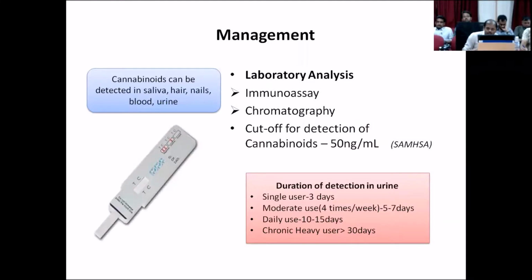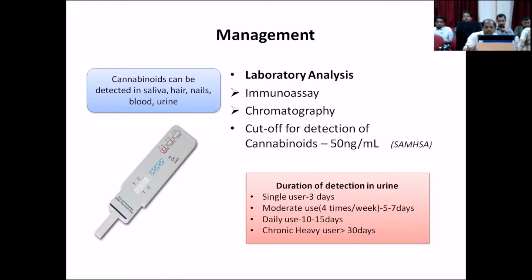Now, coming to management. As far as the clinical documentation and clinical skills are concerned, after detailed history and clinical examination, we go for laboratory analysis. Though textbooks say that it can be done in saliva, hair, nails, blood, and urine, in common day-to-day practice we usually use urine. Urine tests can be done by two methods. One is the immunoassay, the single kit or the poly kits, which are bedside tests, very handy, and they can immediately give the result.